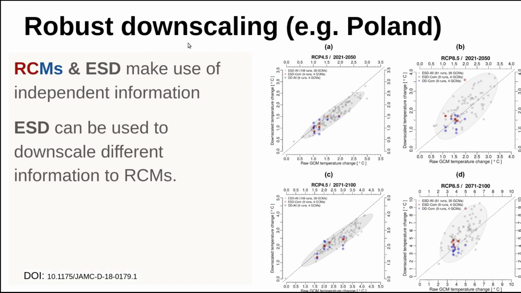So this is again the same case, and you can see that we have the RCMs here in red and blue, and ESD, that's empirical statistical downscaling, are in gray here. And you can see how the raw GCM temperatures compare with the downscaled results. And you can see that the RCMs don't capture the whole scatter or the whole ensemble. So ESD can be used to downscale different information to the RCMs here.